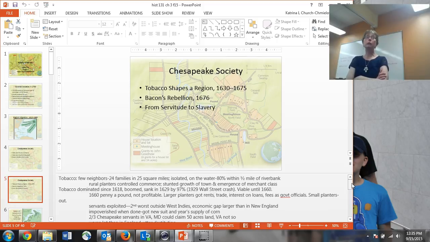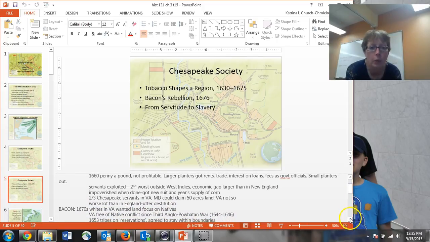It was still viable until about 1660, okay? In 1660, it was a penny a pound, which really wasn't very profitable, wasn't profitable at all, actually. And then you had debt. You had a lot of debt coming in and a lot of issues with debt in that way.